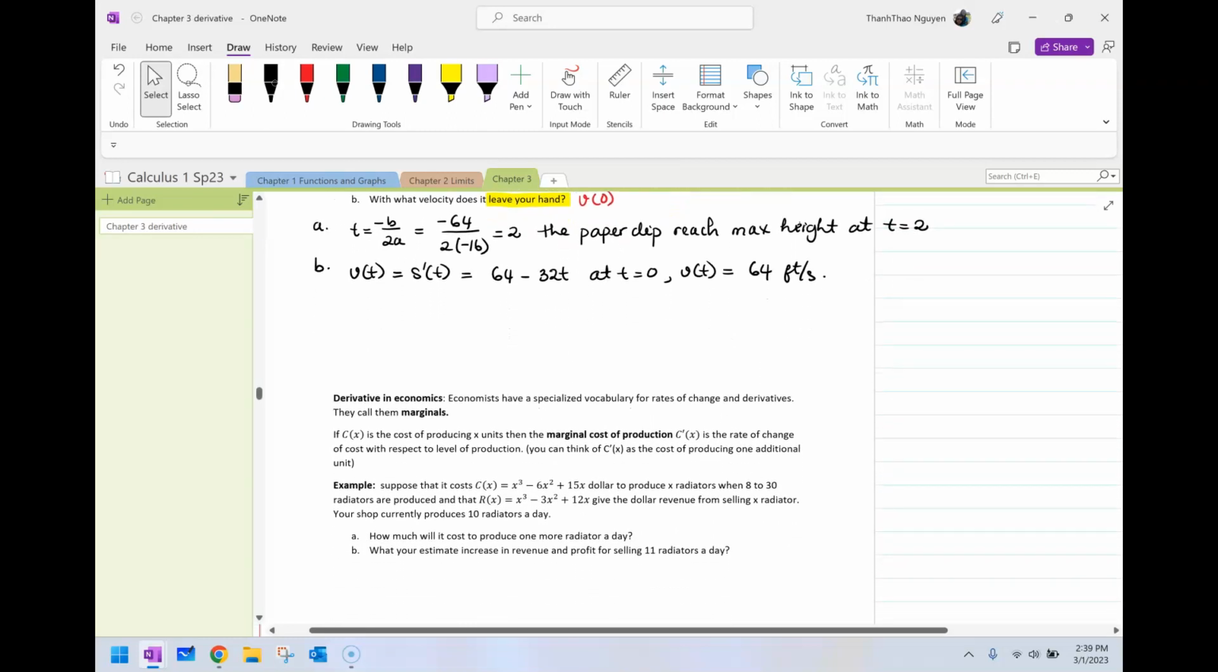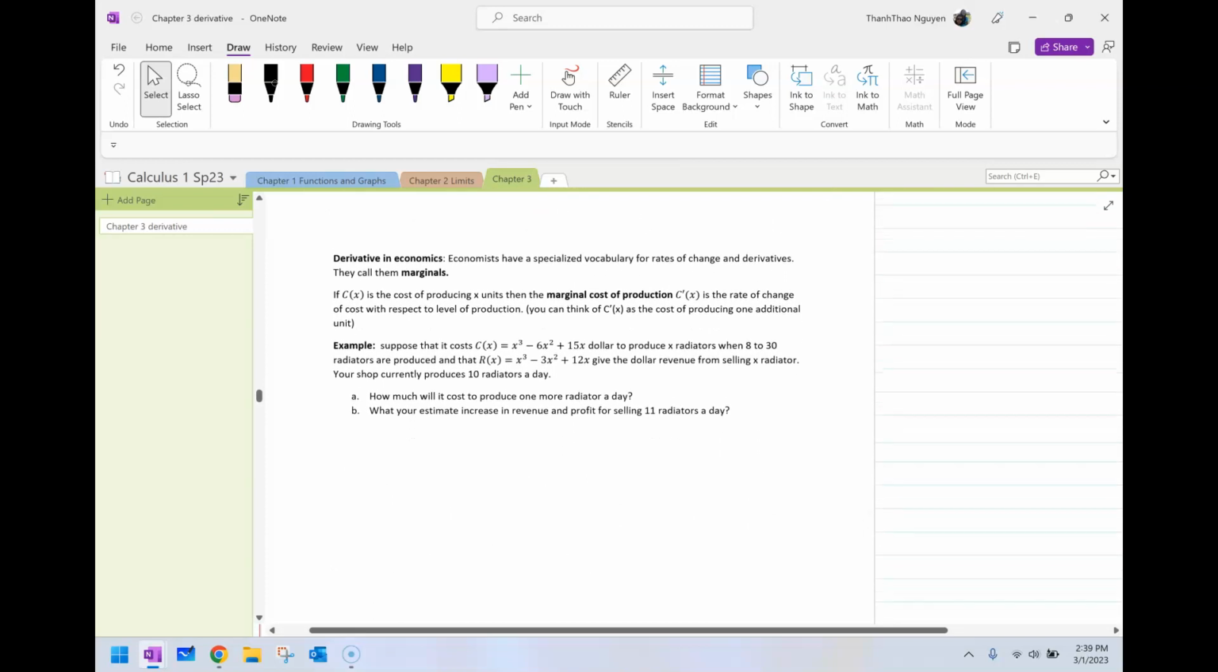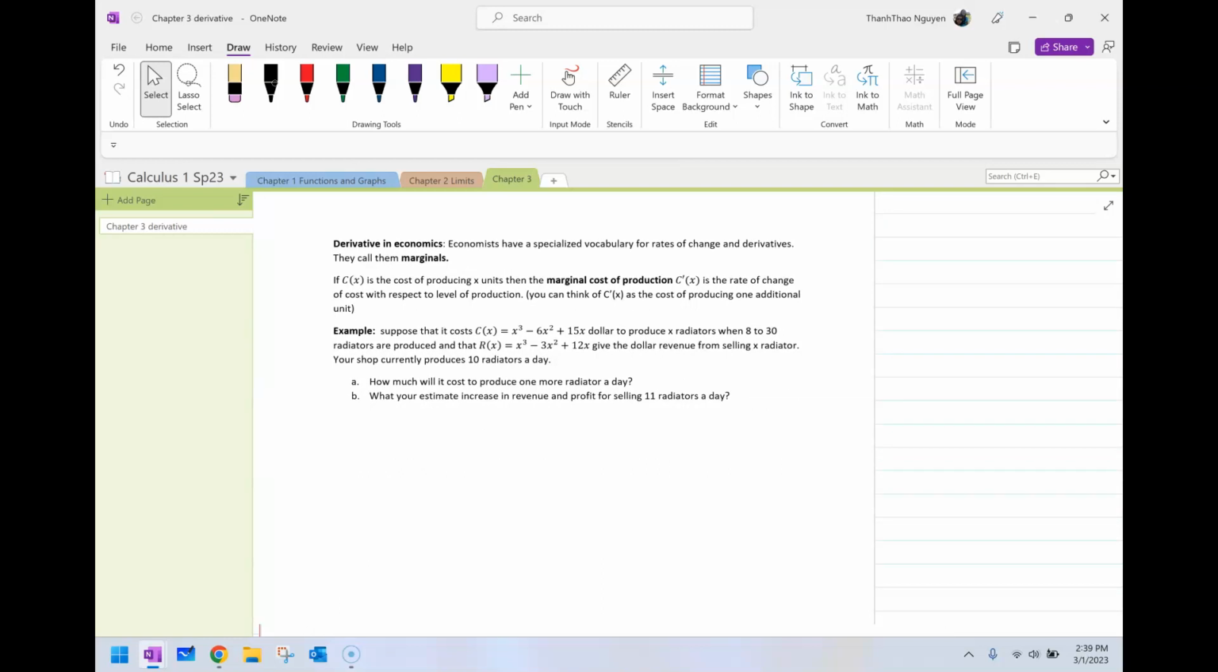We also use derivatives in economics. Economists have specialized vocabulary for rate of change and derivative. They call them marginal. If C of x is the cost of producing x units, then the marginal cost of production, C prime of x, is the rate of change of cost with respect to the level of production. You can think of C prime of x as the cost of producing one additional unit.